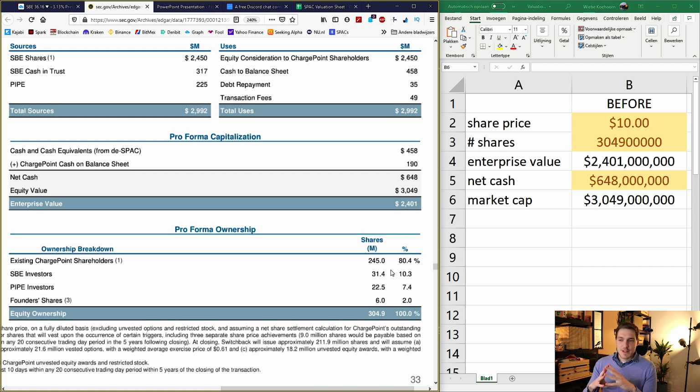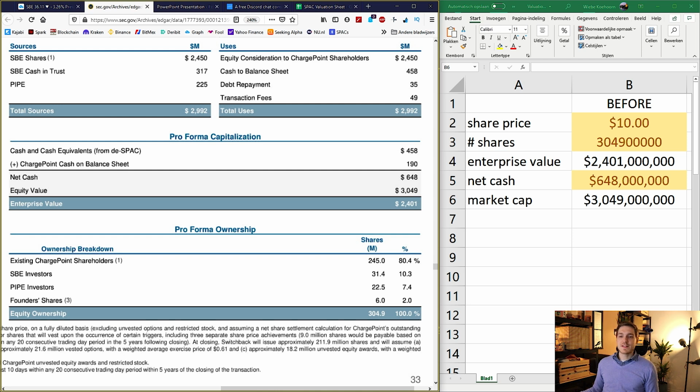The thing is, the SPAC has, as we can see in this investor presentation as well, SBE investors have 31.4 million shares, okay? So now you might say, okay, 31.4 million shares multiplied by a base share price of $10 per share, because Switchback Energy started trading at $10 per share, means a market cap, a pro forma market cap of $314 million, right? That's not the case, because, again, Switchback Energy is just going to own a part of ChargePoint, okay? Some people say, well, ChargePoint is going to be 314 million. No, just a SPAC, 314 million.